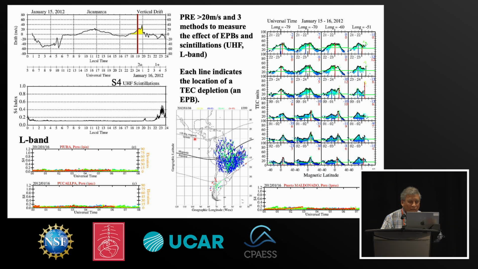If you see this red line on the left side, in the upper left plot, you are going to see that it corresponds to the 19th. Well, there is a PRE on this day, but there are no bubbles. And you can see it also in the left side plots: no UHF scintillations, no L-band scintillations in 3 stations in Peru. And even if you look carefully at the plot in the middle, there are no bubbles. Each of these red, blue and green traces is a bubble that was detected by our program. But in the Peruvian sector, there was nothing.